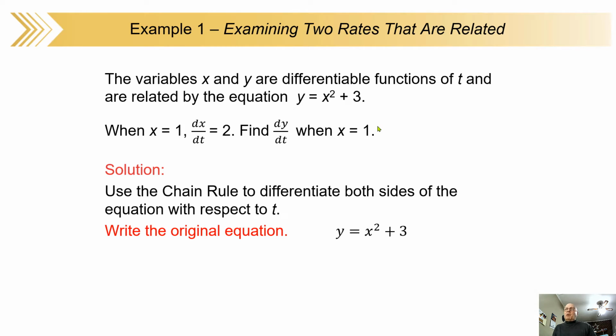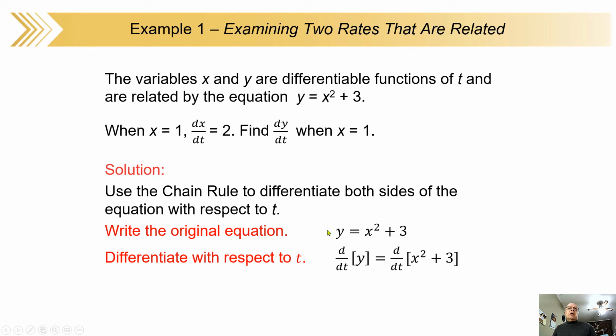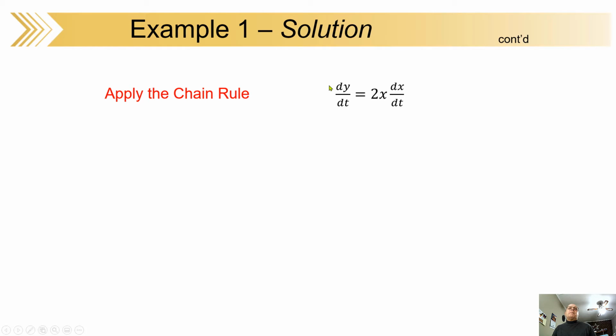We're going to use the chain rule. That shouldn't be any surprise. Chain rule with implicit differentiation. So here's the original equation. We'll differentiate that. So we split it up into individual terms. Take the derivative of y, the derivative of x squared, the derivative of 3, and all of those will be with respect to time, not x.